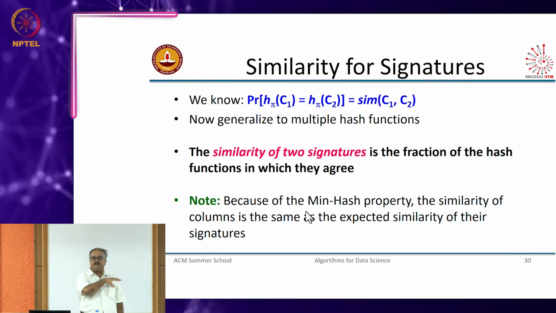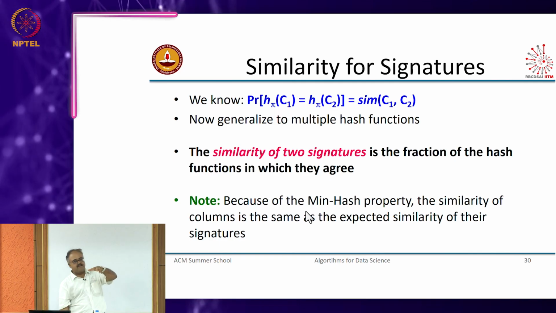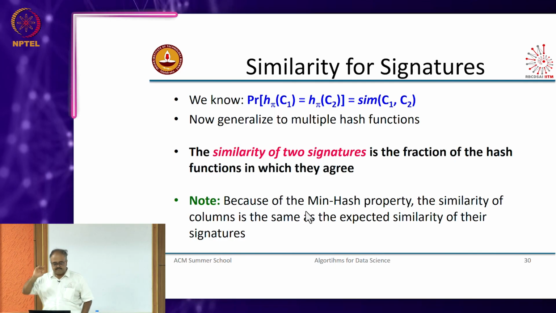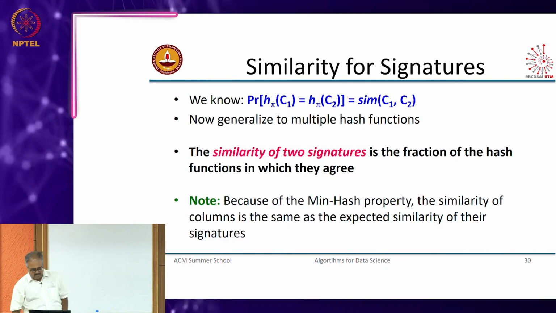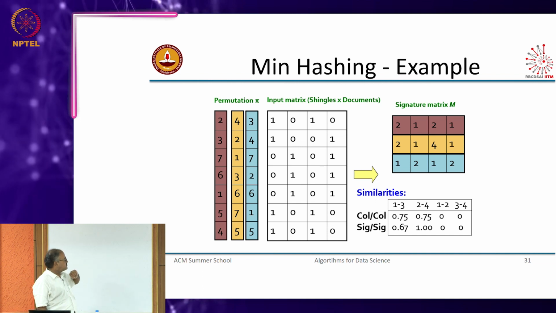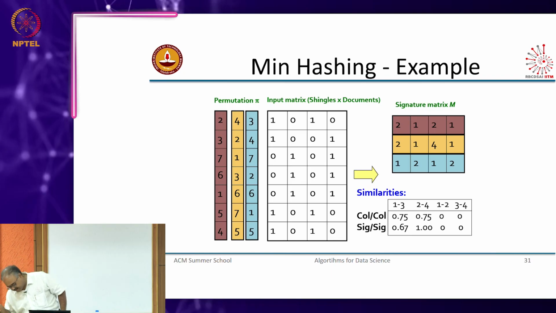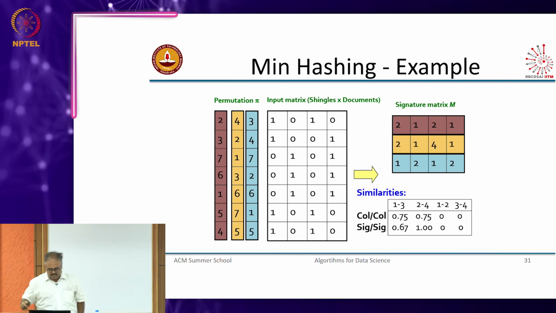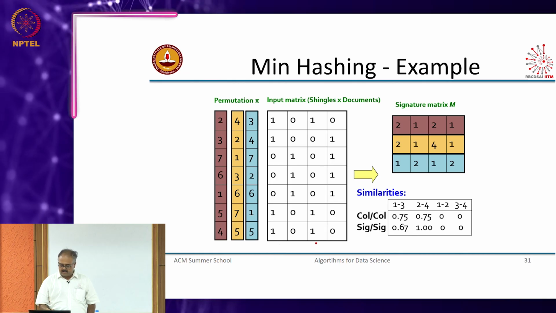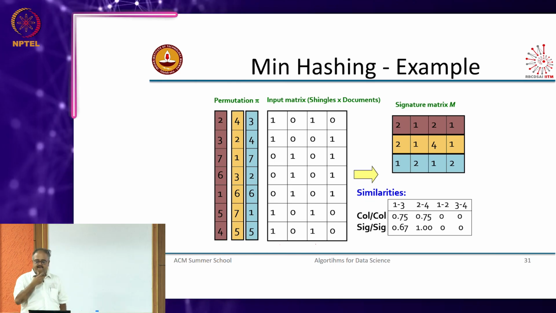So already we saw an example where you are creating a signature matrix by using 3 hash functions. I had something that was 7 rows long, and I compressed it into something that is 3 rows long. But how good is that? So if I look at the actual column similarity, if I compare column 1 and column 3, what is my similarity?